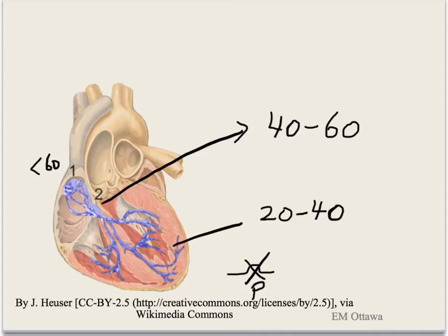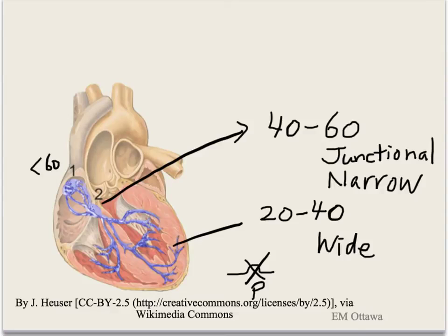In case of AV node taking over, that will create a junctional rhythm. The QRS complex is narrow. If the ventricles take over, the QRS complexes will be wide. These are important concepts when we try to tackle what kind of bradycardic rhythms they are.